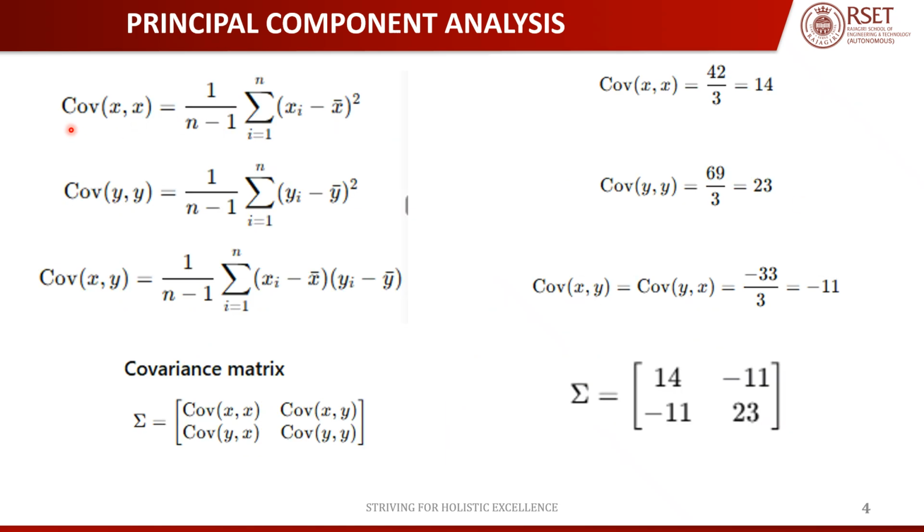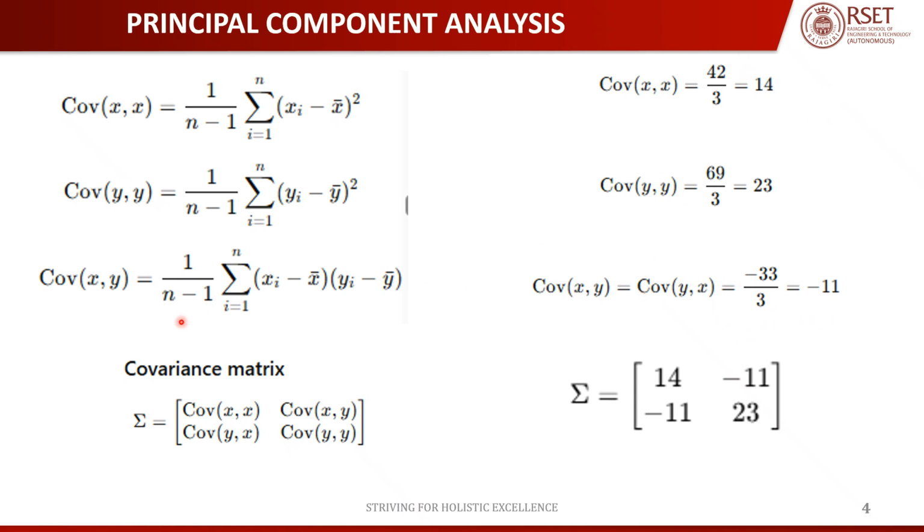We'll find the values of covariance of xx. So covariance of xx is none other than 1 by n minus 1, summation i equal to 1 to n, (xi minus x bar) the whole square. So you had this sum to be equal to 42, divided by n minus 1. n is equal to 4. You had 4 observations, so 4 minus 1 will be 3. So it's 42 by 3, you have 14. And covariance of yy is the sum divided by 3, which is 69 by 3, which is equal to 23, and this sum divided by 3, which is equal to negative 33 by 3, is the covariance of xy.